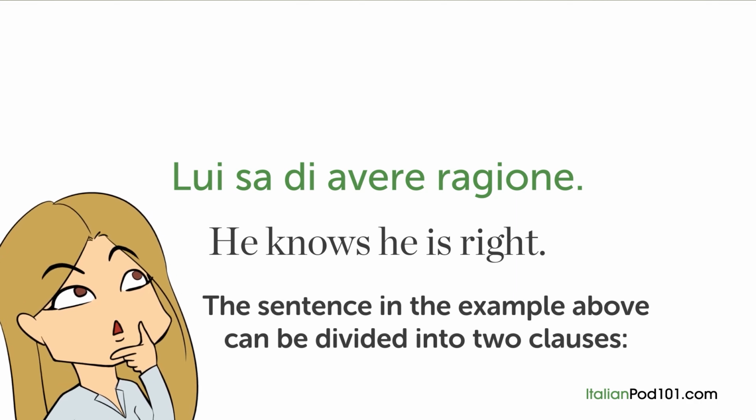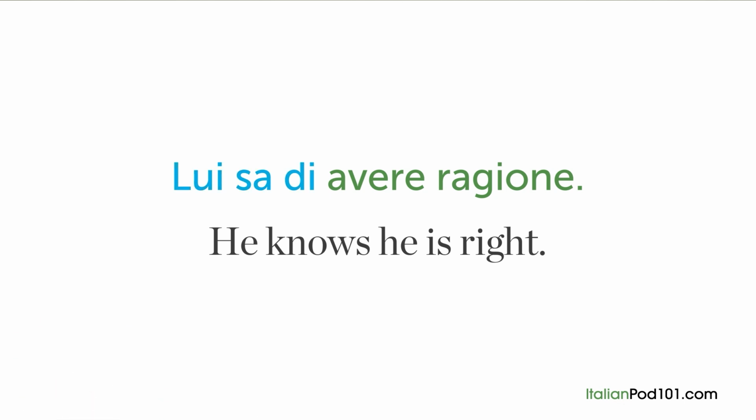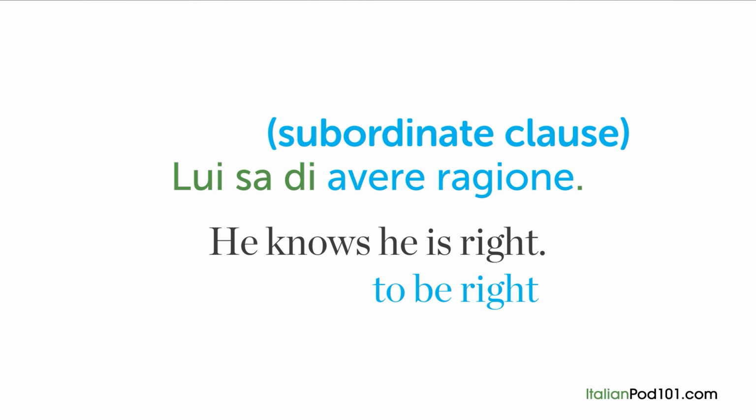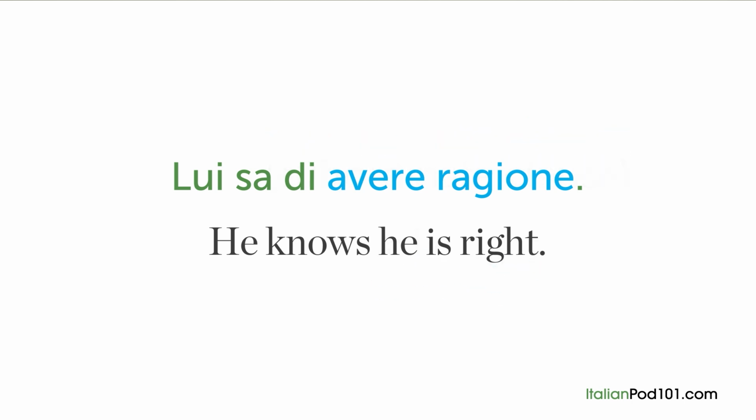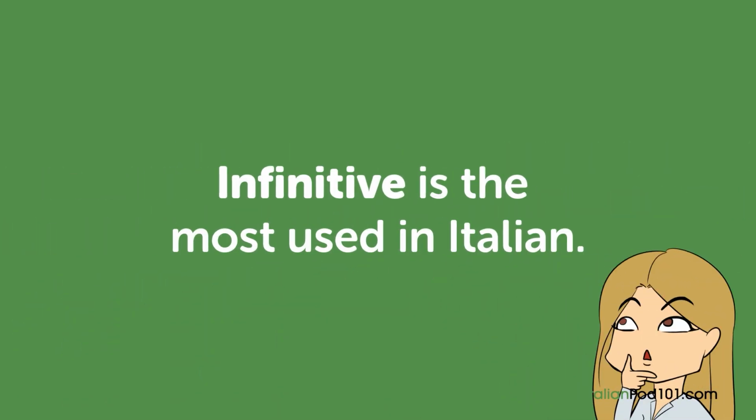The sentence in the example above can be divided into two clauses. "Lui sa di," meaning he knows that, is the main clause. "Avere ragione," literally to be right, is the subordinate clause. In English, it's translated as he is right. This is a special kind of subordinate clause called implicit. Implicit subordinate clauses feature a non-finite mood verb, which means not conjugable verb. Infinitive is the most used in Italian.